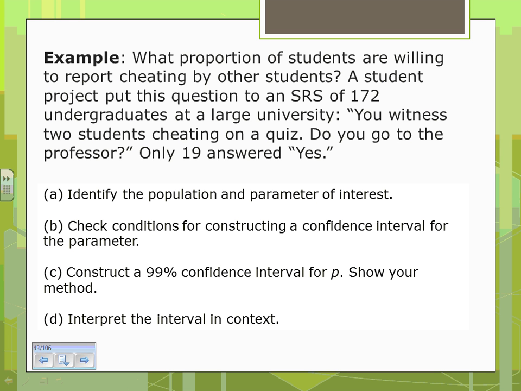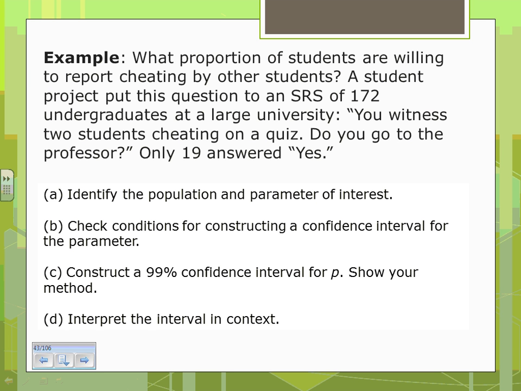All right, A, identify the population and parameter of interest. B, check conditions for constructing a confidence interval for the parameter. C, construct a 99% confidence interval for P and show your method. And interpret the interval in context of the problem. And I'm going to let you see how far you can get. And pause me if you want to. And then I will start going over this down. So if you want to pause me, go for it.